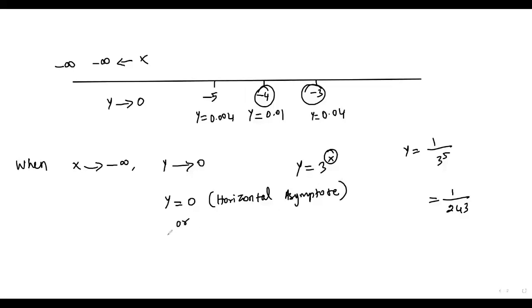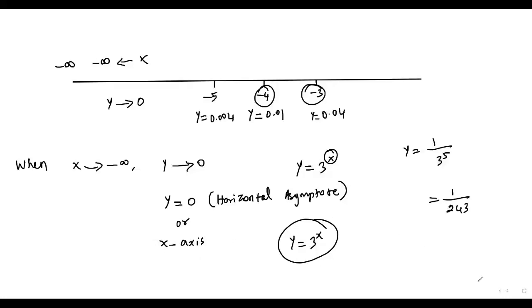Or this y is equal to 0 can also be said as the x-axis. So in this case, for the basic function, not for the given function, for the basic function y is equal to 3 to the x power, there is a horizontal asymptote y is equal to 0, or it can be said as the x-axis. So we have to sketch the horizontal asymptote as well.